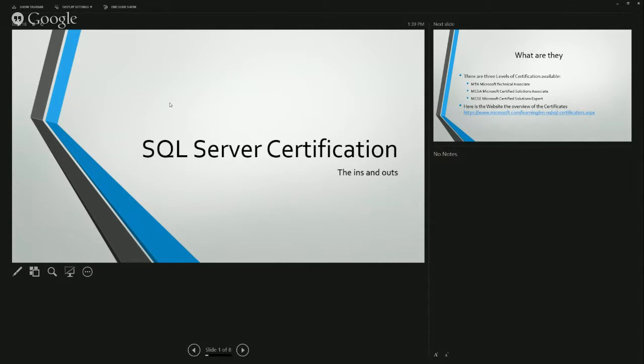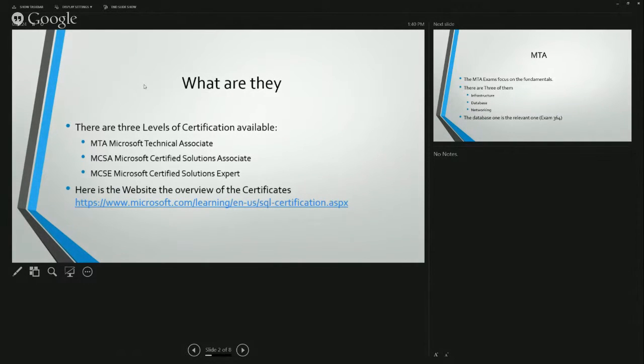All right, so you wanted a thing on certification, so I thought I would go through this and try to organize it. The Microsoft sites are fairly clear, but there are 3 levels of certification available for SQL Server: the MTA, the Microsoft Technical Associate; the MCSA, Microsoft Certified Solutions Associate; and the MCSE, Microsoft Certified Solutions Expert. There are those levels of exams. The expert is the highest level. And there's an overview; I have a link here if you want to go to the overview of the certificates, but I'll go on. We'll look at them in detail in a moment.